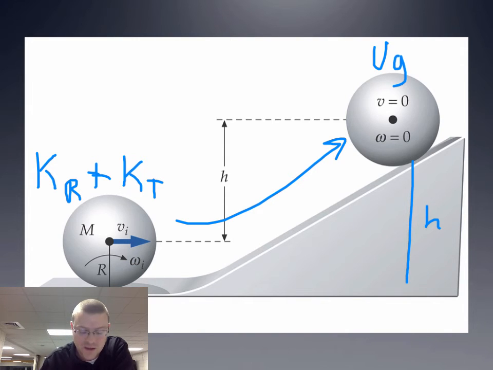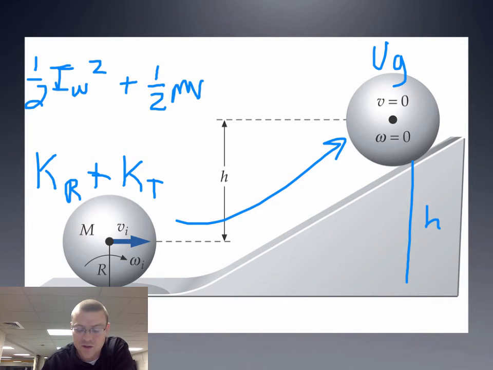And we showed from today that we can solve for 1/2 I omega squared to give us the rotational kinetic energy, and regular kinetic energy is just 1/2 mv squared. That will turn into your gravitational energy when you reach your highest point.